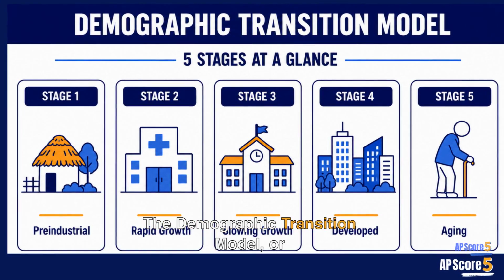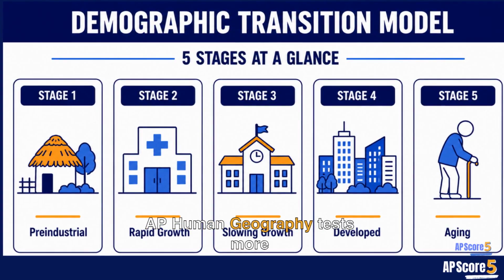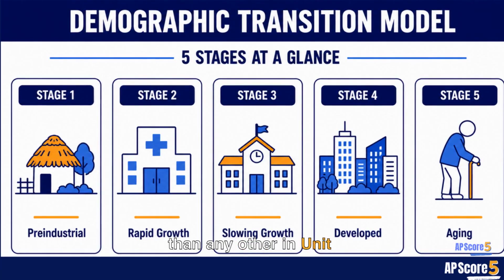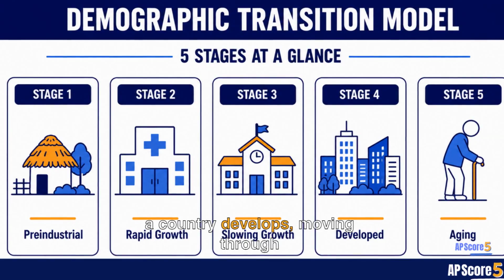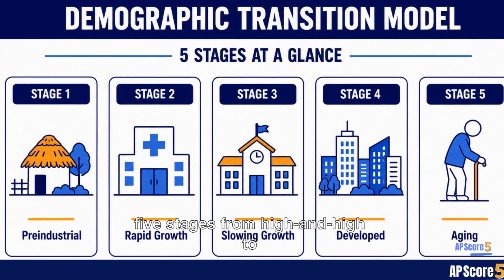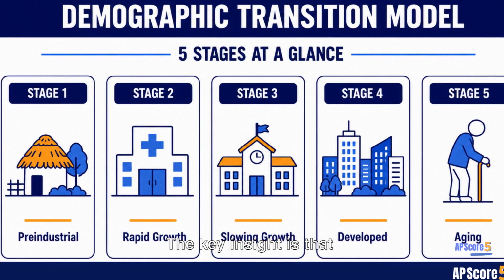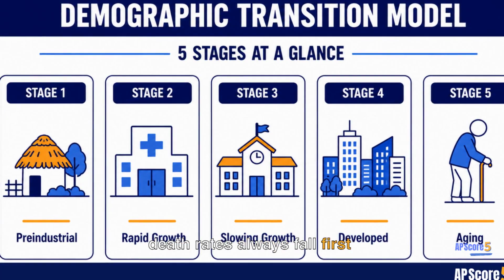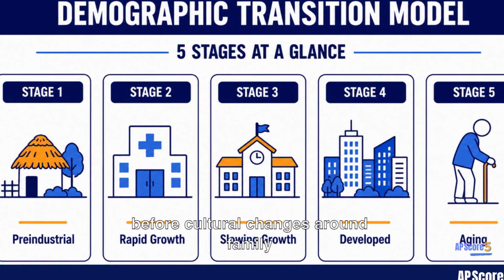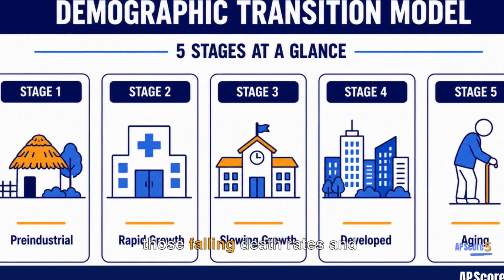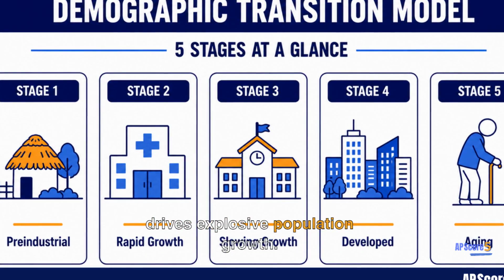The Demographic Transition Model, or DTM, is the population framework AP Human Geography tests more than any other in Unit 2. It shows how birth rates and death rates change as a country develops, moving through 5 stages from high and high to low and low. The key insight is that death rates always fall first because medicine and sanitation arrive before cultural changes around family size, and the gap between those falling death rates and still high birth rates is what drives explosive population growth.